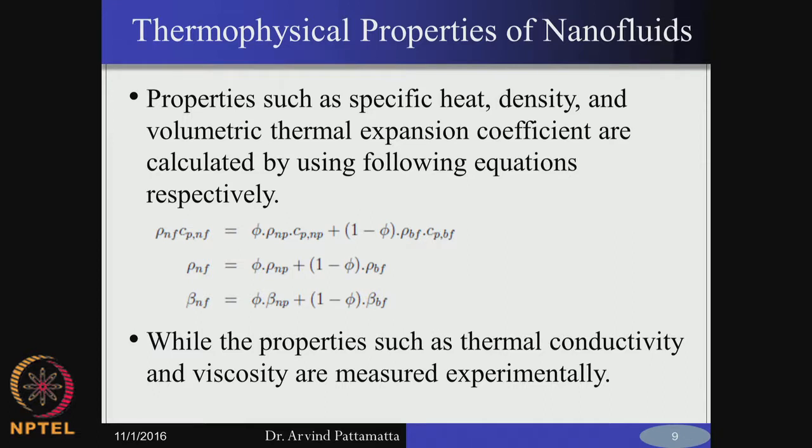Properties such as specific heat, density and volumetric thermal expansion are simply volume averaged. That means you know the volume fraction of nanoparticle, multiplied by the corresponding property, plus the volume fraction of the base fluid multiplied by the corresponding property. It is a simple volume averaging which gives you the effective property of the nanofluid. So, these three thermophysical properties, heat capacity, density and thermal expansion coefficient, are fairly straightforward to estimate.